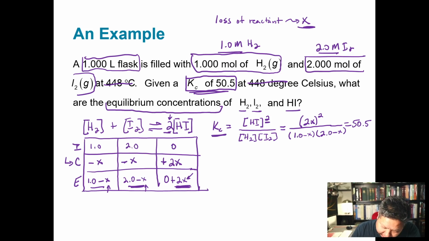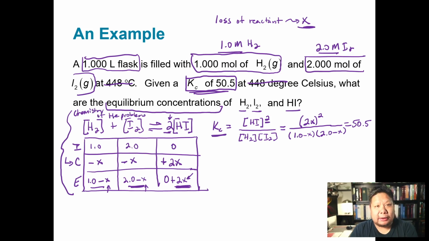So what we just did here is what I would refer to as the chemistry part. All this stuff right here that we just did, I would refer to as the chemistry part of the problem. And the reason why I say that is because the next part of the problem will be the math part, where we actually go through and solve for x in this equation right here.